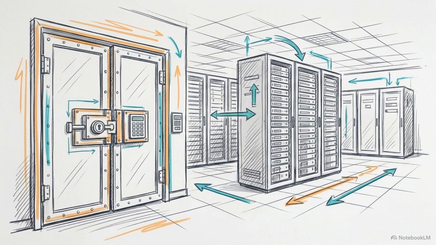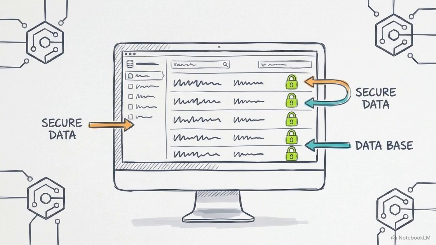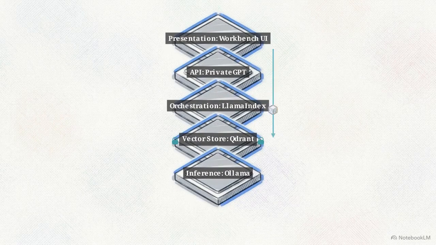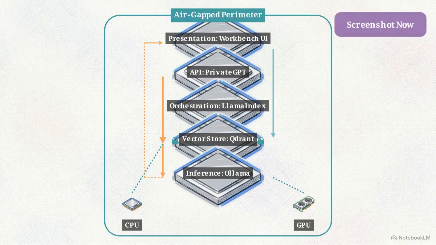This setup creates a stable production environment. PrivateGPT orchestrates the workflow, Qdrant serves as the permission-gated memory, and Ollama provides the isolated reasoning. Implementing this blueprint allows you to deploy a production-ready intelligence engine where your data stays on your disks, your inference stays on your GPUs, and the perimeter remains closed.